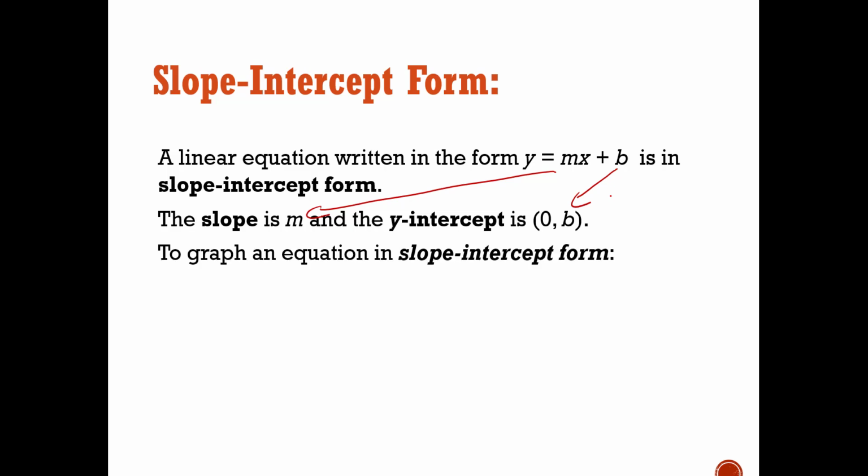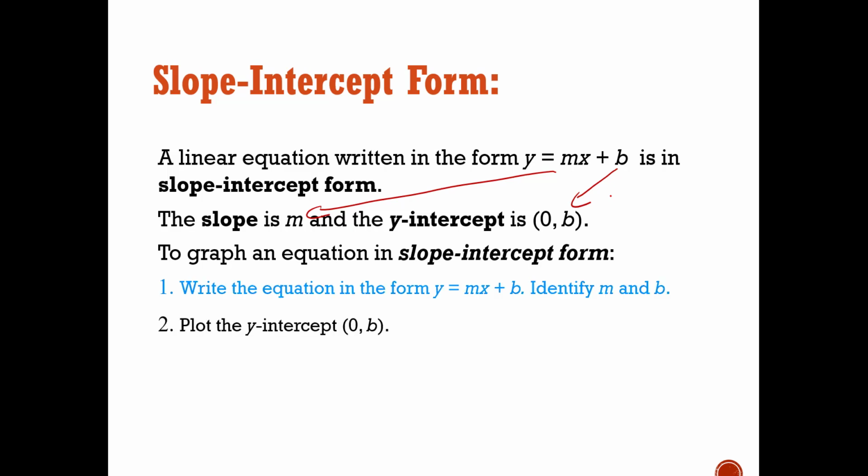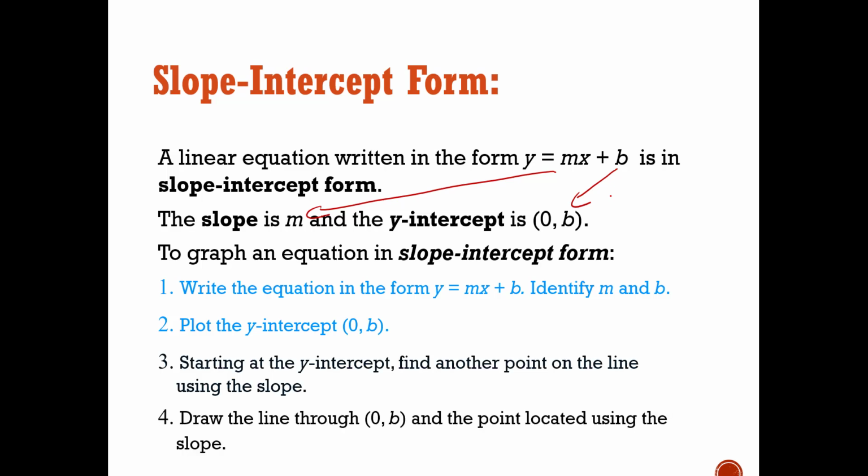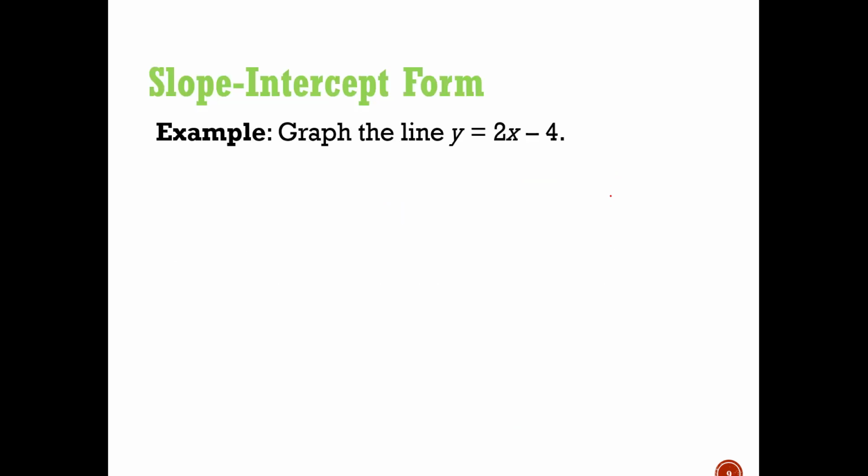For equations in slope-intercept form, first write the equation in the form y equals mx plus b. Identify the slope and the y-intercept. Plot the y-intercept, then find another point on the line using the slope, and draw the line through (0, b) and the point located using the slope. I'm going to show you a detailed step here. In this example, graph the line y equals 2x minus 4. Here the slope equals 2 and the y-intercept b equals -4. Slope 2 you can write as 2 over 1, rise over run.